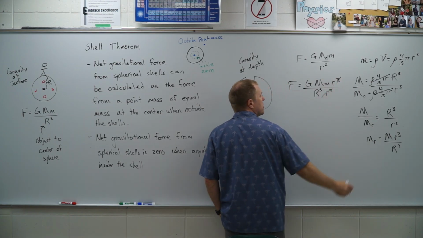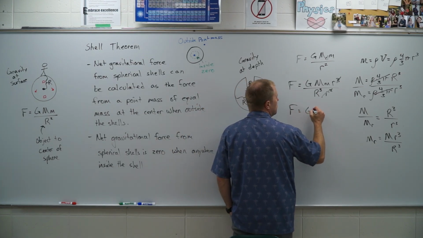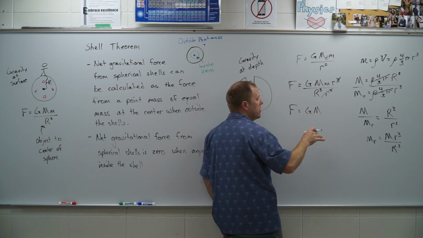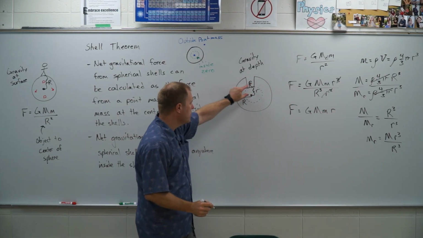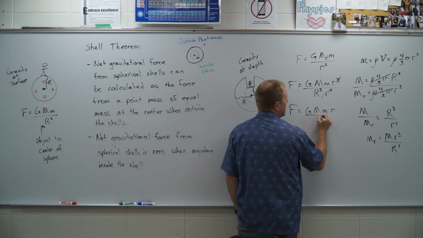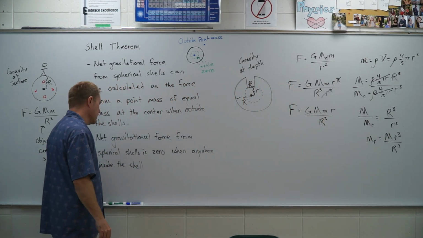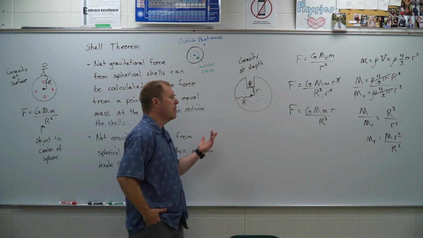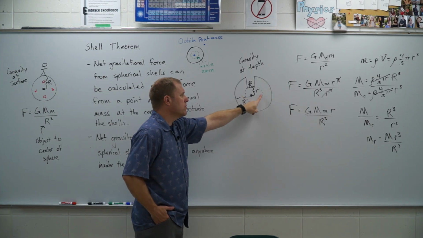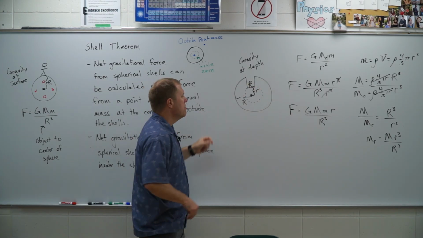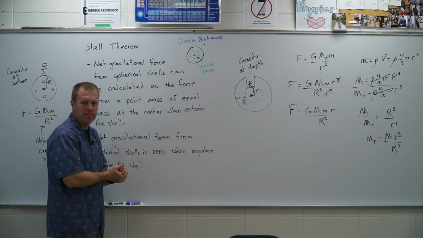That r squared and that r cubed cancel, and we're left with the force of gravity at depth is equal to big G times the mass of the entire object times your mass times the radius of your height above the center divided by the total radius of that object. This is a typical conversion you're going to have to do if you start to do gravity at depth. Think about trying to find the force of gravity of that inside sphere, because the net force from that outside shell is zero. There you go.